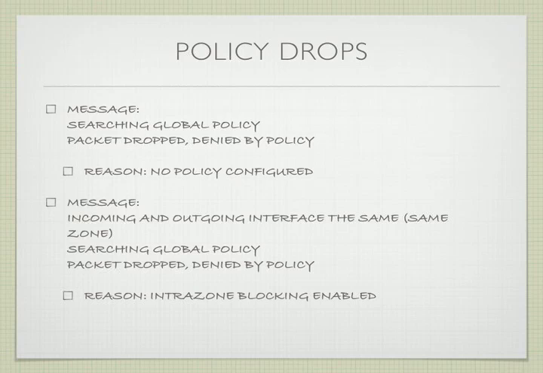By default, when you create zones, intrazone traffic is automatically permitted, except on the untrust zone that comes pre-configured on branch devices. If you see this message, your intrazone blocking is enabled, and you need to create an intrazone policy, trust to trust, untrust to untrust, to allow that traffic.